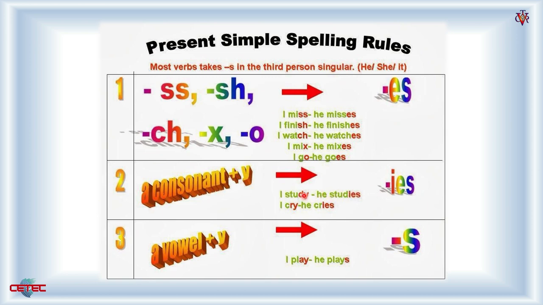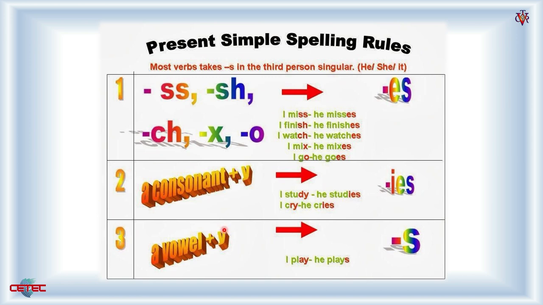So the final consonant plus Y, we have to delete the Y and use IES. I cry. He cries. Don't forget, consonant plus Y, we have to delete Y and add IES. Rule number 3. A vowel plus Y. Here we have to add S. I play, he plays.